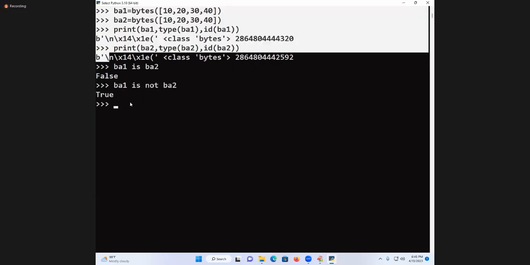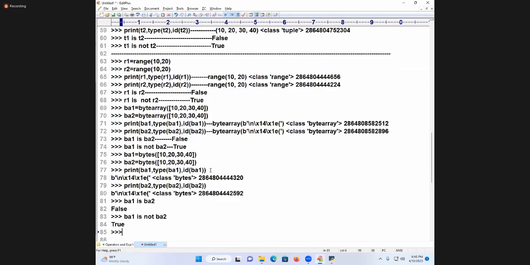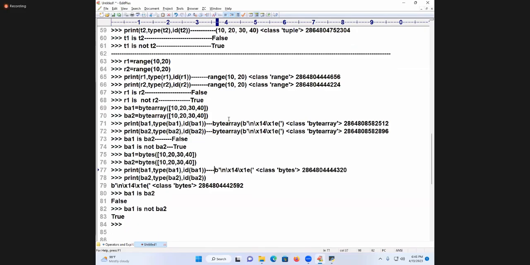So I'll bring this data. I'll go for this. Done. BA1 address is like this. BA2 data. BA1 is BA2. BA1 is not BA2. This is an address. Careful. Now careful, careful doesn't mean say the wrong answer.